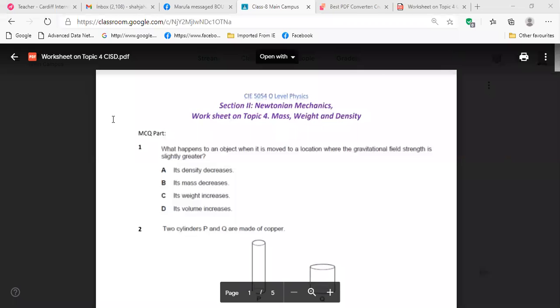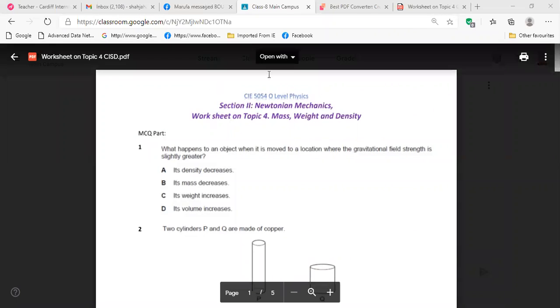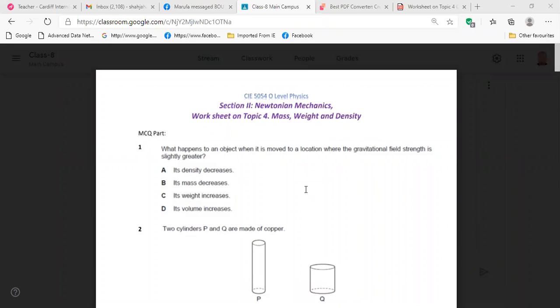You can see the worksheet, right? Worksheet on topic 4, mass, weight, density. Question 1, Mithila, read. What happens to an object when it moves to a location where the gravitational field strength is slightly greater? Its density decreases, its mass decreases, its weight increases, its volume increases. So, what is the possible answer?